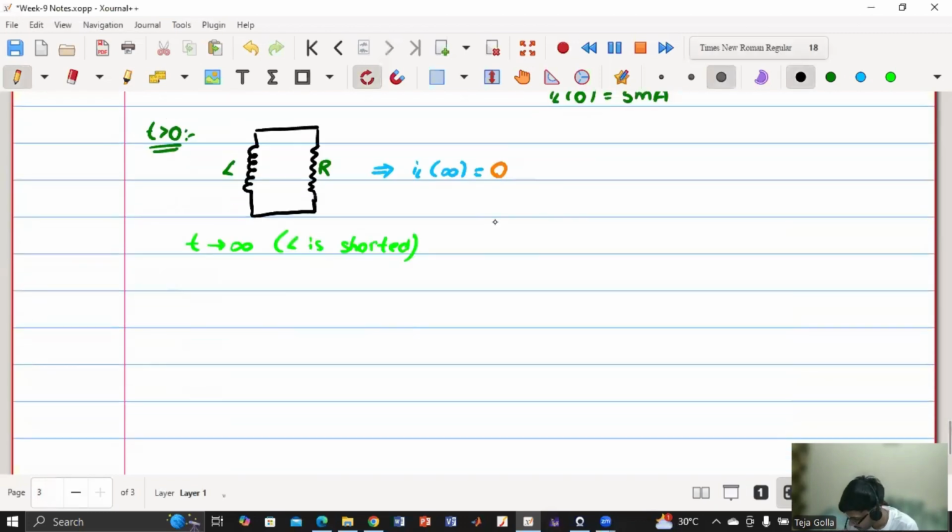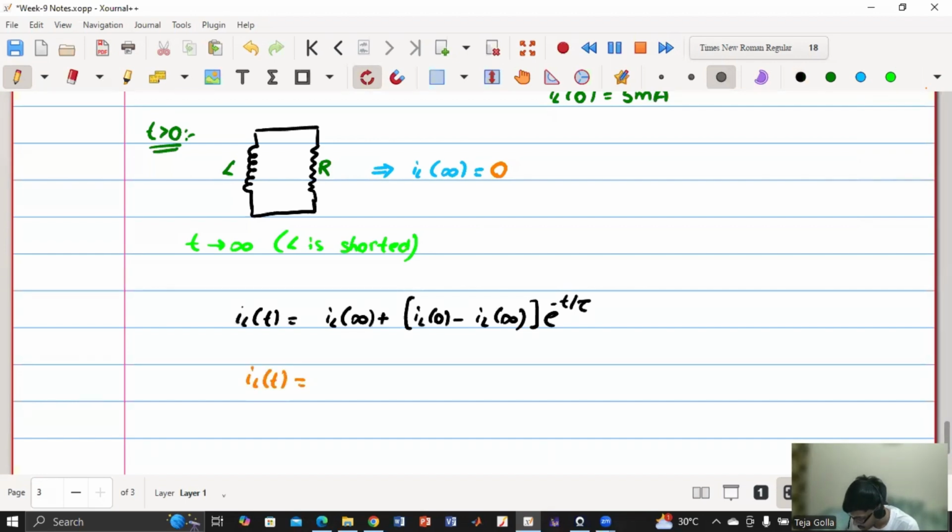Now I'll write IL of t. IL of t is equal to IL of infinite plus IL of 0 minus IL of infinite times e to the power minus t by tau. Now I have all the expressions, so I will substitute to get the final expression. IL of infinite is 0, so this term is 0 and this term is also 0. So it will be IL of 0, which is 5 milliampere, into e to the power minus t by tau. Tau is 1.2 microseconds, so minus t by 1.2 micro. So this is my IL of t.